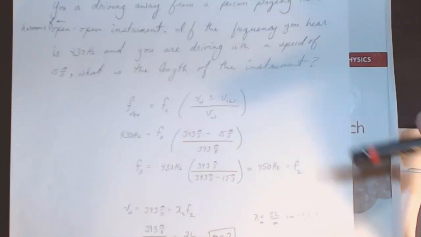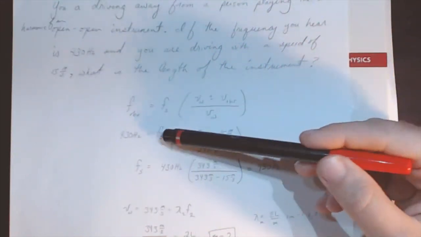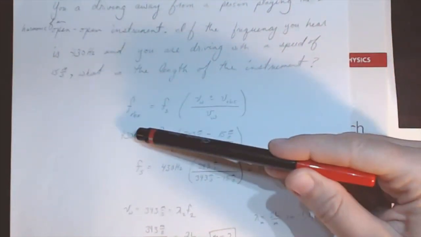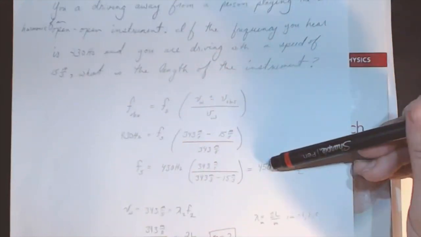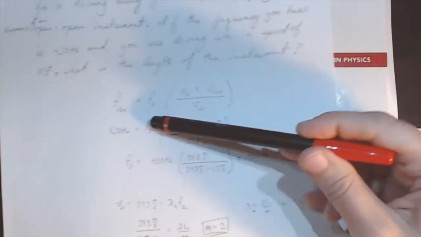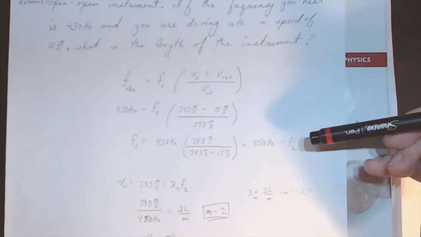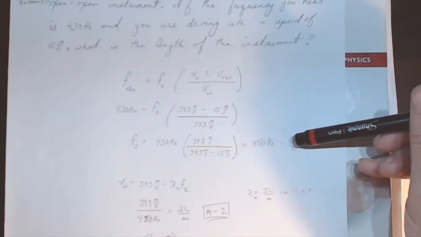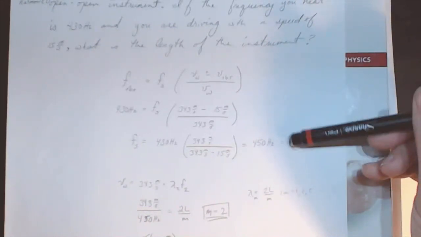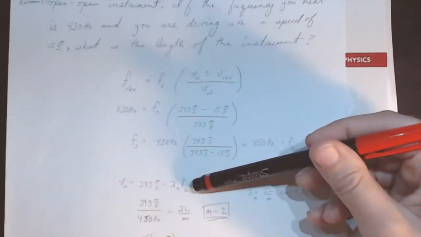The frequency of the source is then higher than the observed frequency. The frequency of the source we calculate is 450. That is indeed higher than 430, which is good. This source frequency is the second harmonic of our instrument. So that's the f_2. We're going to be using m equals 2 here.